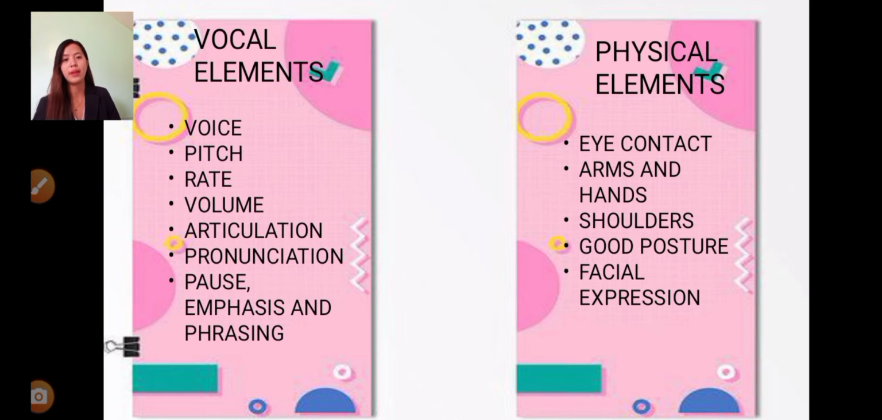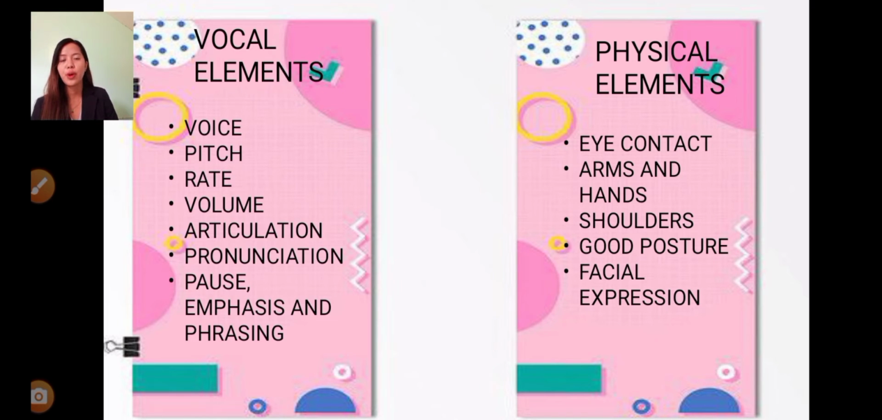Now we are going to talk about the 2 important elements: the vocal elements and the physical elements. Let us first read what are in the vocal elements. Voice, pitch, rate, volume, articulation, pronunciation, pause, emphasis, and phrasing. And on the physical elements, there is eye contact, arms and hands, shoulders, good posture, and facial expression.